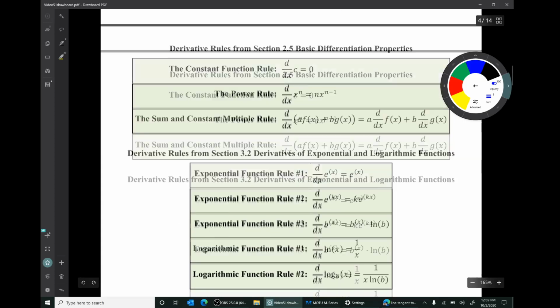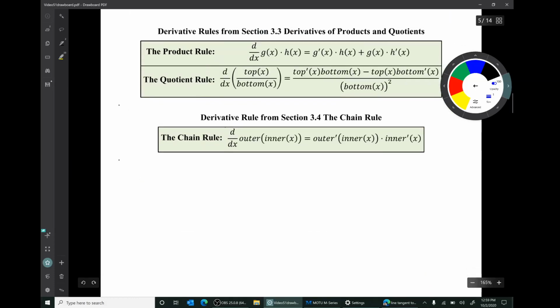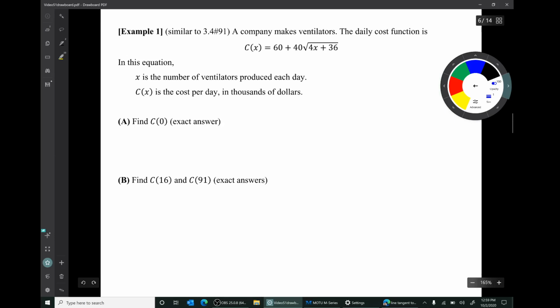Remember our derivative rules from chapter 2, the basic rules, from chapter 3, the exponential and logarithmic function rules, and from chapter 3 also the product rule, quotient rule, and now the chain rule. All right, we're going to do two examples today.